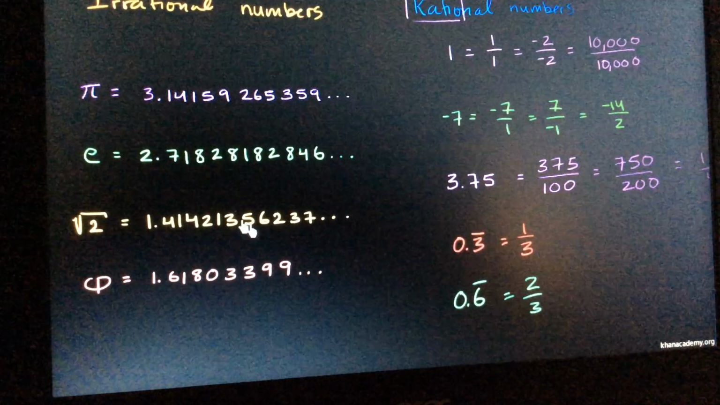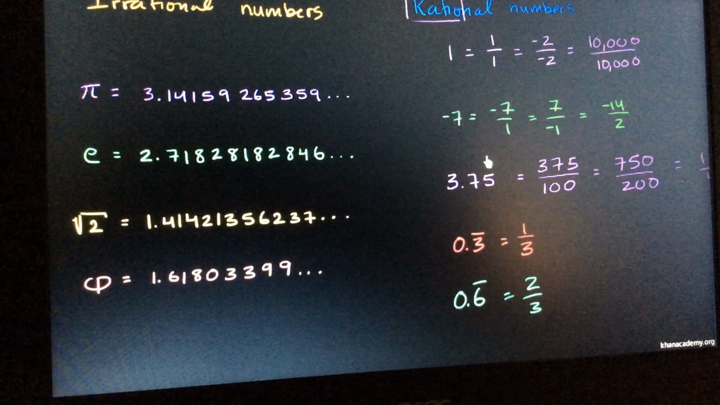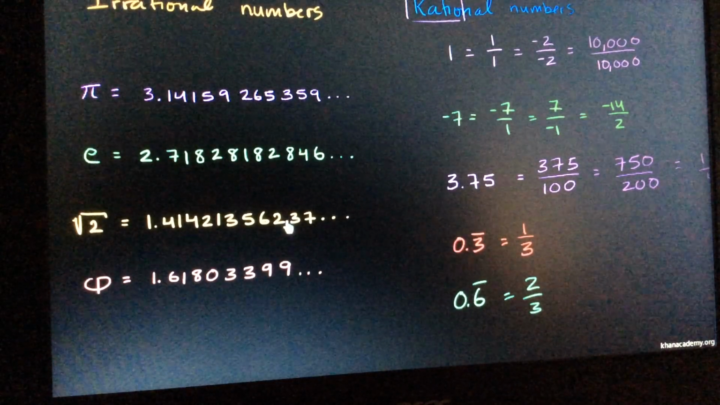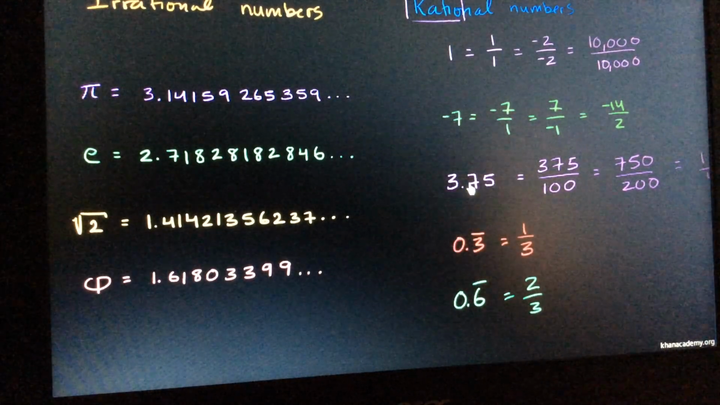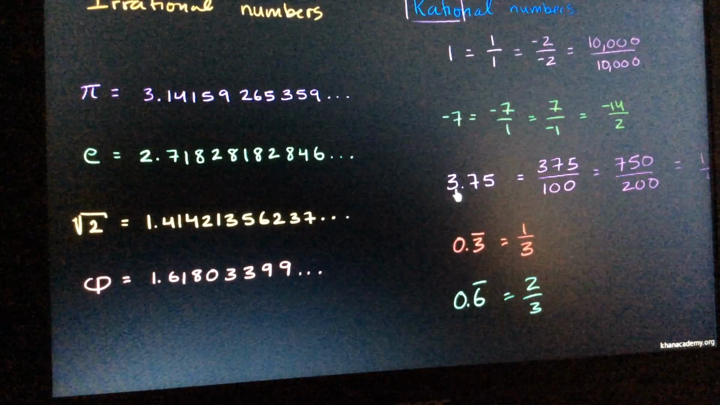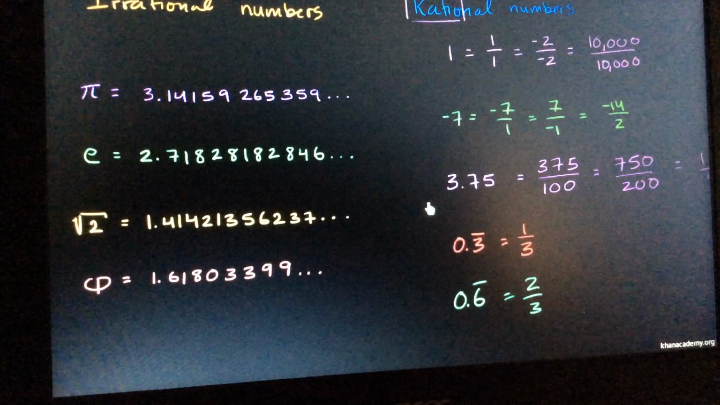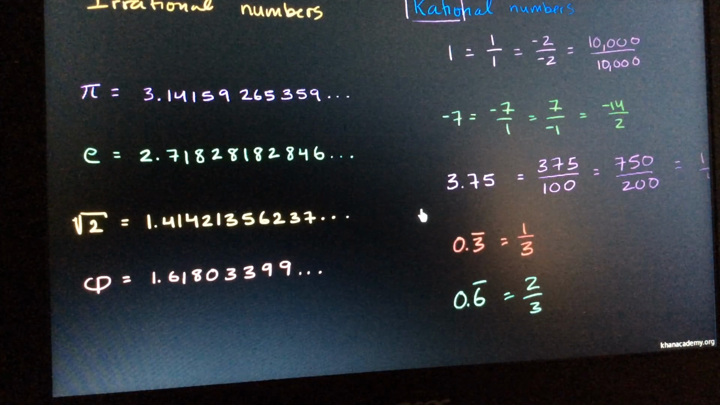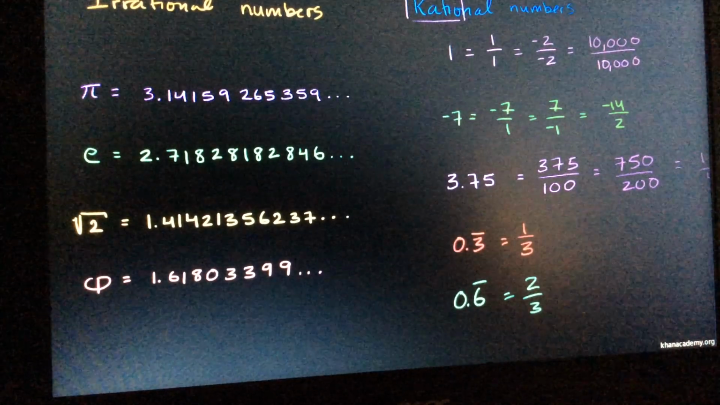You take the sum of an irrational and a rational number, and we'll see this later on, we'll prove it to ourselves. The sum of an irrational and a rational is going to be irrational. The product of an irrational and a rational is going to be irrational. So there's a lot of irrational numbers out there.